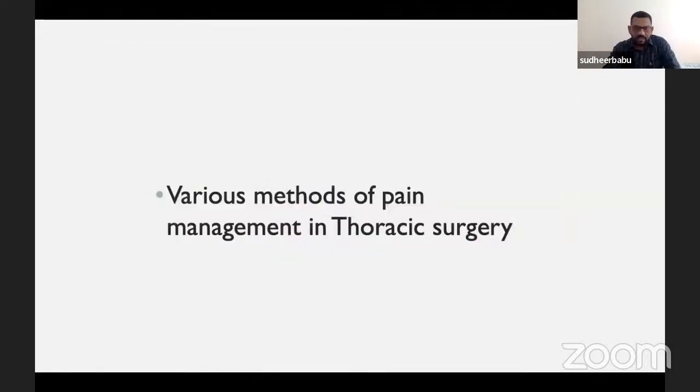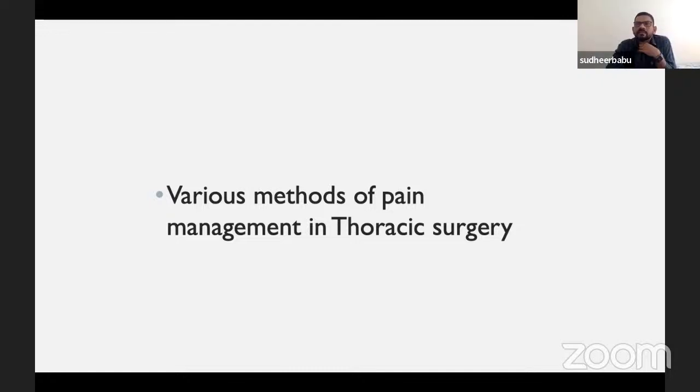Okay. So what are the various methods of pain management in thoracic surgery? For pain management, we can either go for systemic medications or nerve blocks. In systemic medications, we have opioids, NSAIDs, gabapentinoids, dexmedetomidine, clonidine, etc. And in nerve blocks, the gold standard is said to be thoracic epidural, and other options are intercostal nerve block, paravertebral block, serratus anterior block, or cryoanalgesia can also be used, and also intrapleural catheters can be used. Yeah, very good.